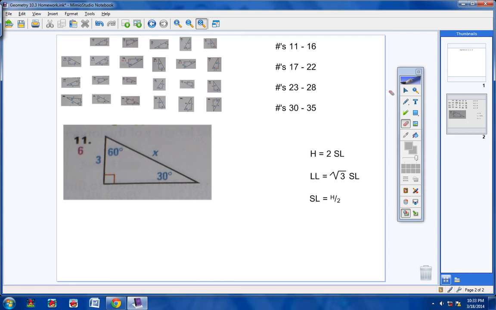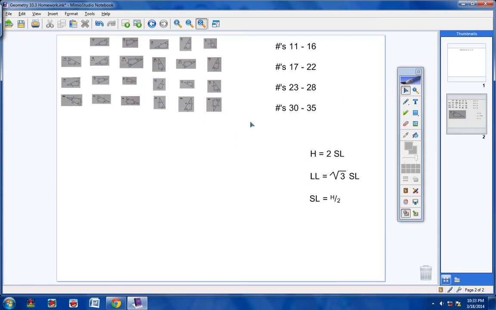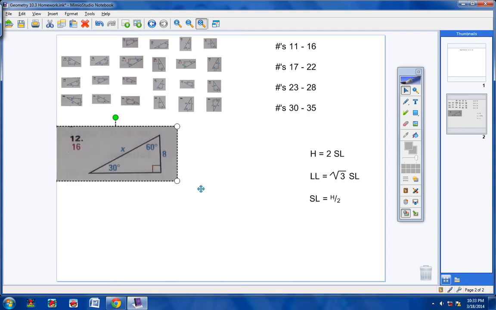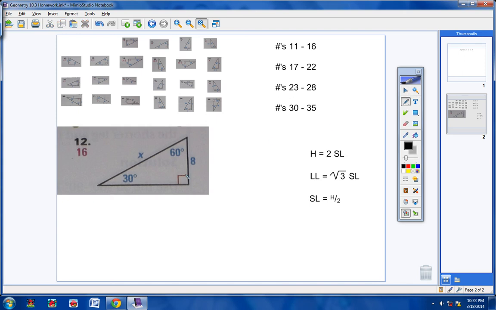Moving on, let's take a look at number 12. Okay, let's once again label our sides. First of all, I'm going to start with my right angle and go straight across. So this is my hypotenuse. And then here's my 30 and my 60. Here's 60, so go straight across. This is my longer leg. Here's 30, go straight across. This is my shorter leg.